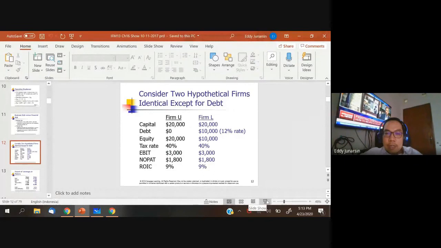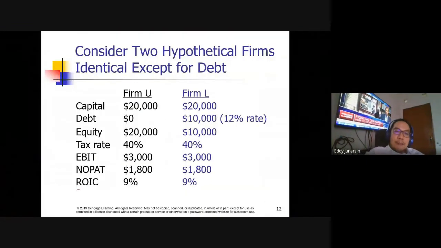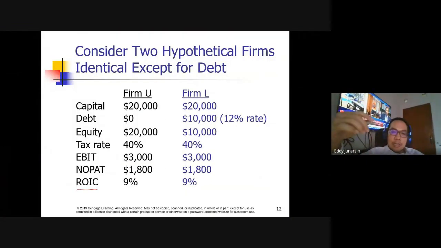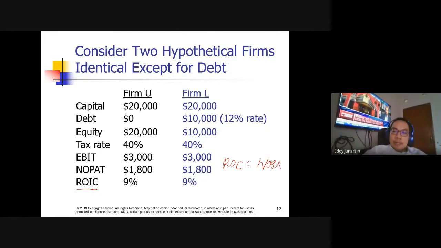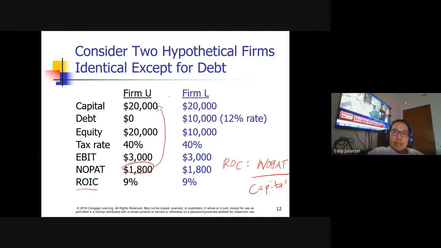Okay, and then the return on capital or return on invested capital. This is NOPAT divided by our capital, right? So NOPAT divided by capital. And the NOPAT for firm U is 1,800. 1,800 divided by 20,000, right? 9%. And likewise, this one, 1,800 divided by 20,000.